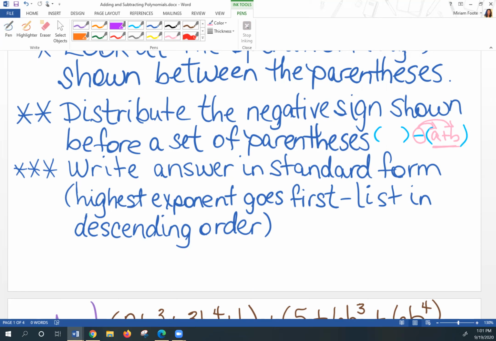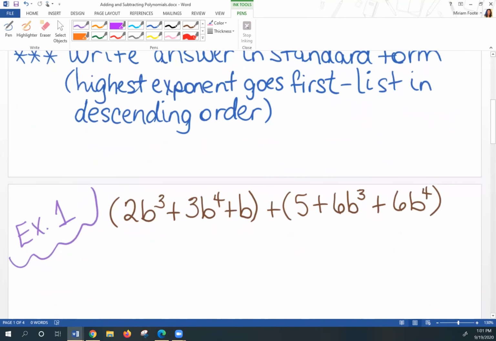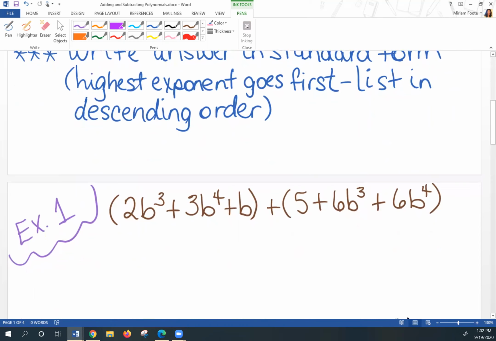Finally, I want to write my answer in standard form, which means I'm going from the highest exponent, say for instance x to the third power, and then I list in descending order. So x cubed, x squared, x, and so on and so forth.